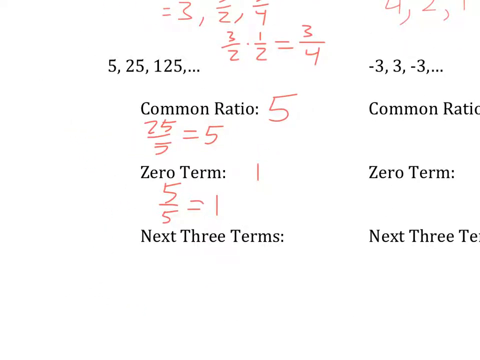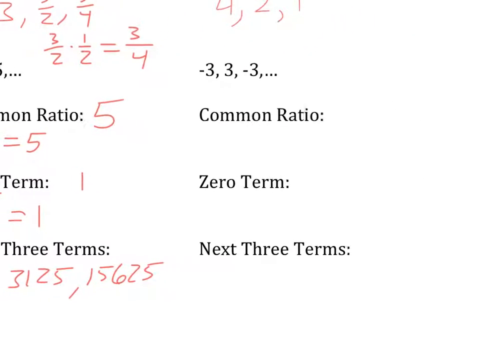Now my next three terms, you should use a calculator for this one. Okay, 125 times 5 gives me 625. That times 5, 3,125. And then that times 5 gives me 15,625.